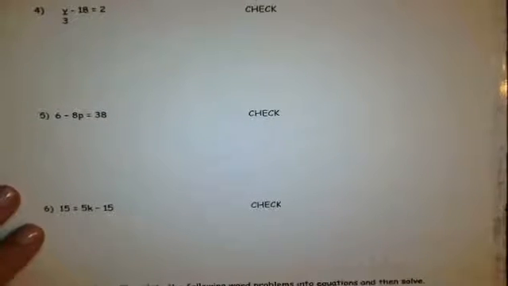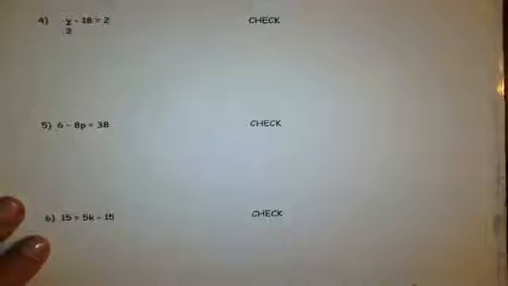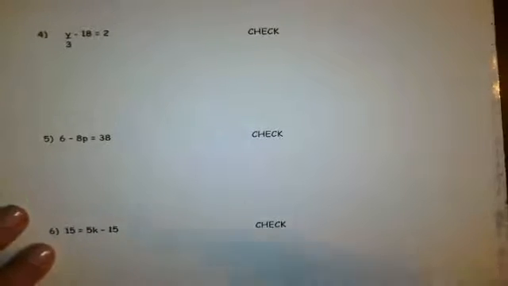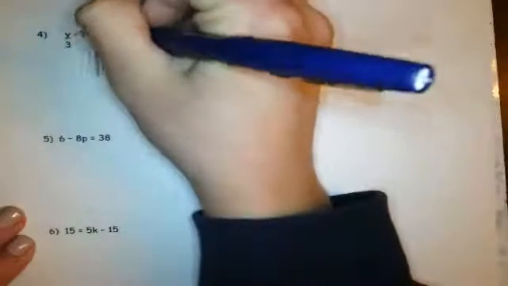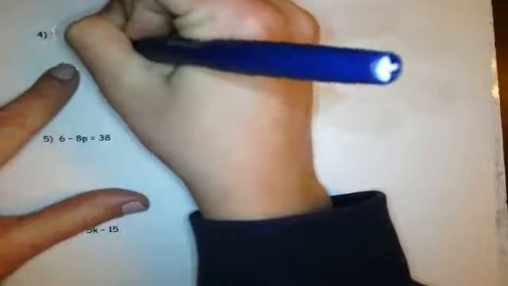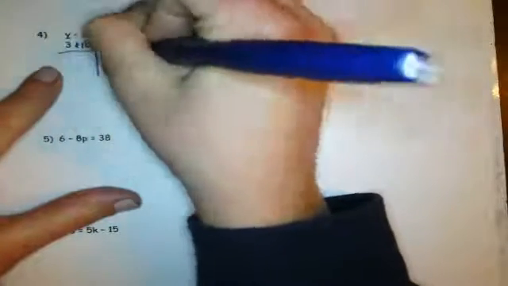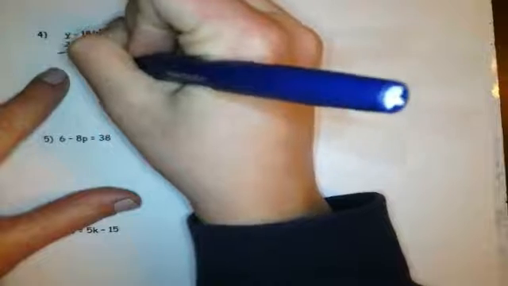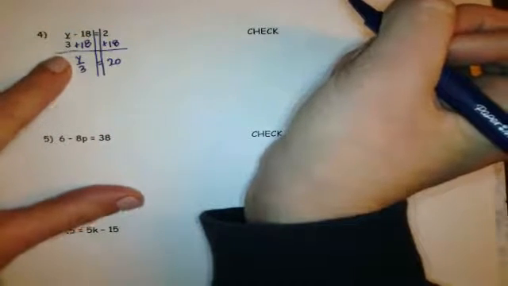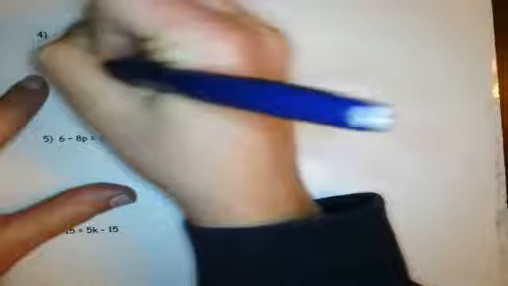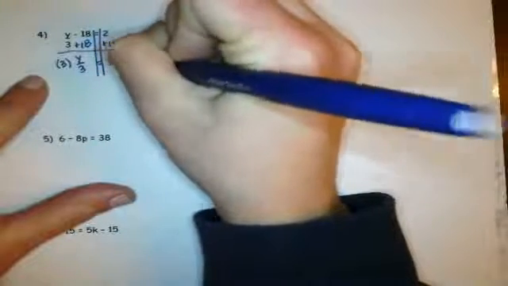All right, page 6. So we're going to start at the top, number 4. Again, we want to get rid of that constant, which is negative 18. So we're going to add 18 to both sides. Okay, so our 18s cancel out. We have y divided by 3 equals 20. Now, the y is being divided by 3. So to move it, we're going to multiply both sides by 3.